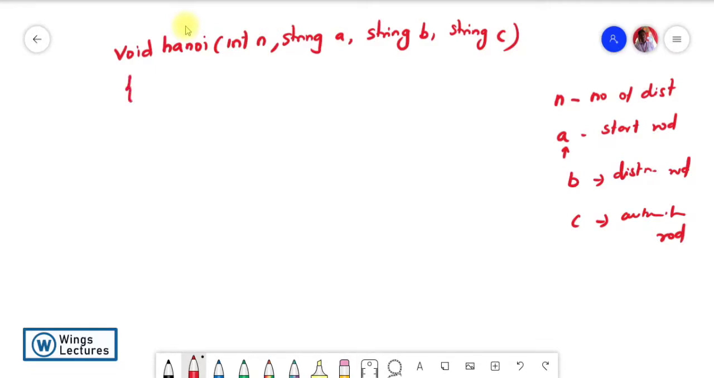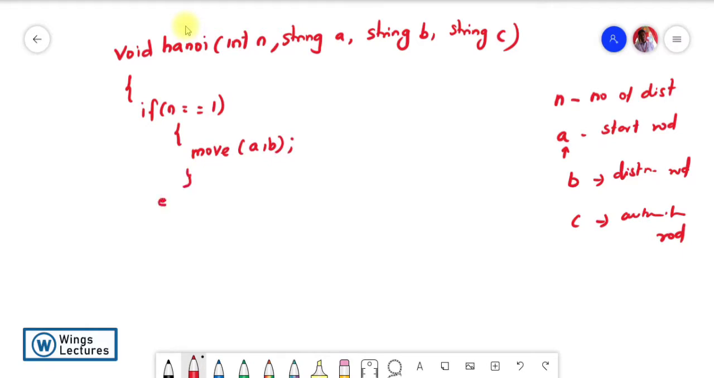Okay, so let me write the function. First I have to check the condition whether the number of disks is equal to 1. If there is only one disk, then no extra process needs to be done. Simply you can move from A to B, right? So the function is called move A comma B.